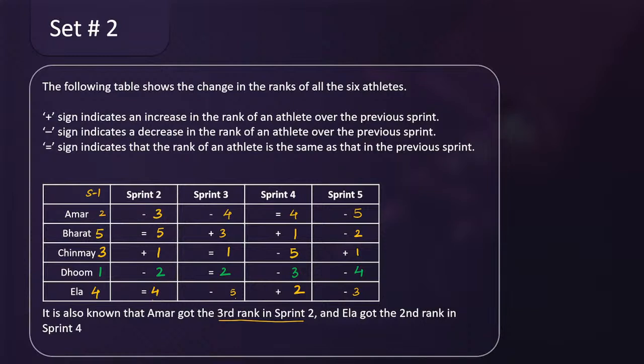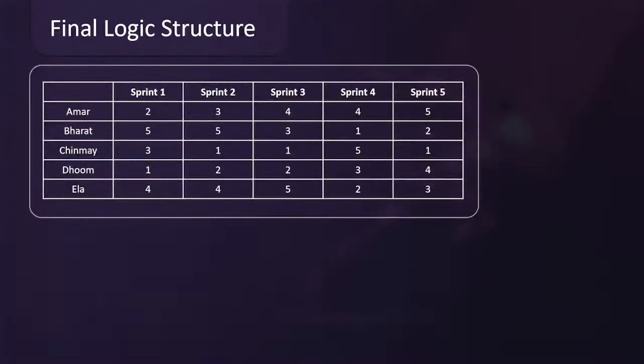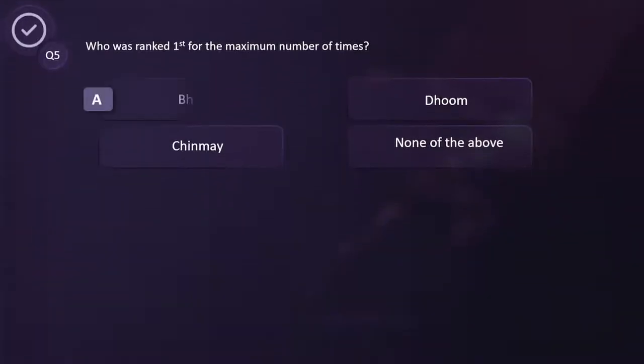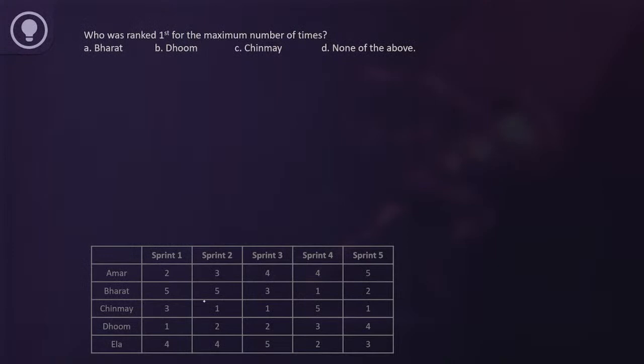So now once you have all the ranks, you can easily answer all the questions that will follow. So this is the final logical structure for this question. Now we can look at the questions one by one. Who was ranked 1 for the maximum number of times? Now you can easily answer all the questions. Who is ranked 1 maximum number of times?